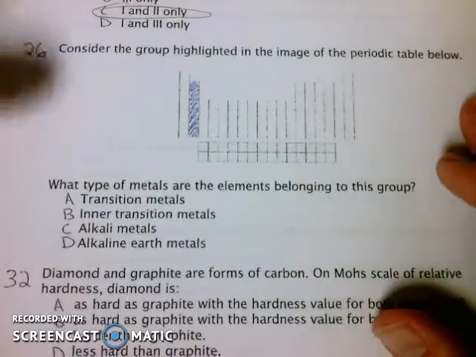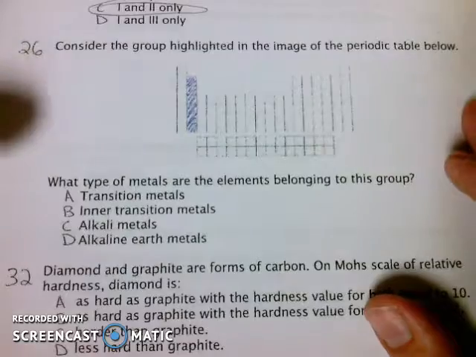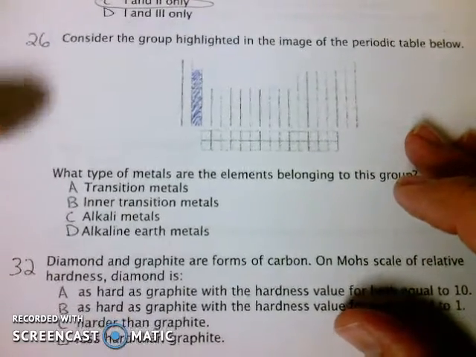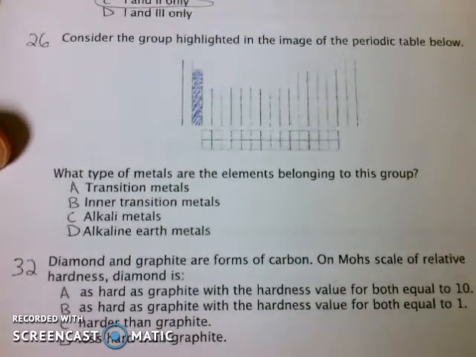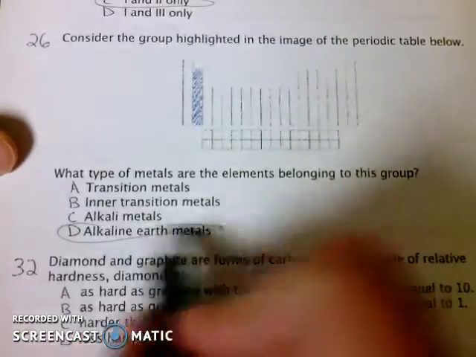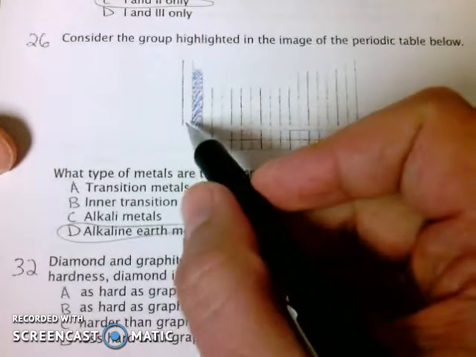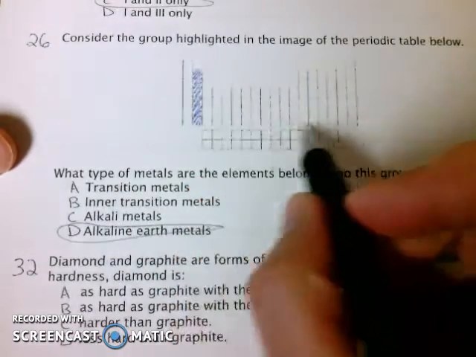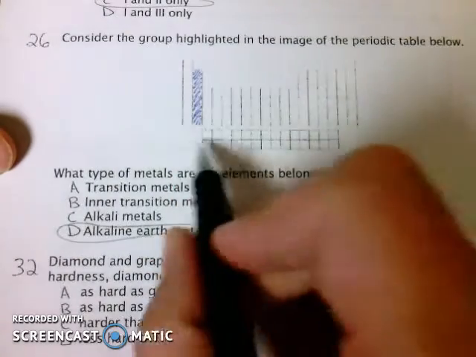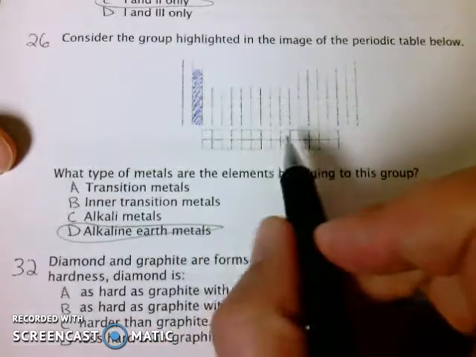Consider the group highlighted in the image of the periodic table below. This was hard to see. I apologize. I answered that for you so you could know which one it was. That group right there is the alkaline earth metals, D. A would be the alkali metals. Transition metals are here, groups 3 through 12. And the inner transition metals are the bottom two rows, which fit in right in there.